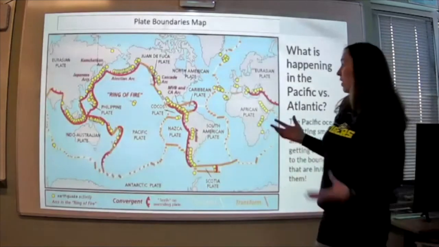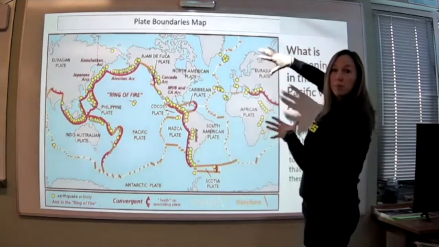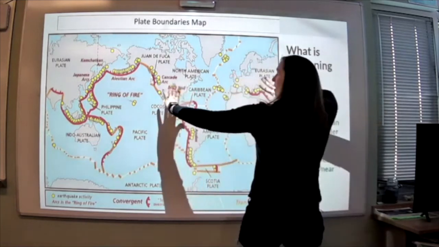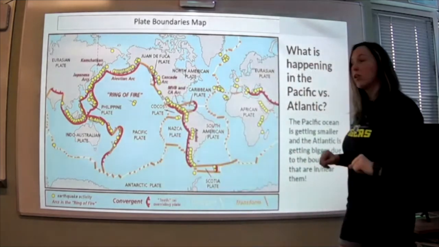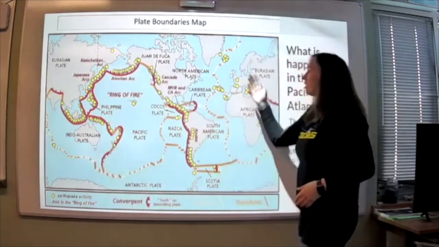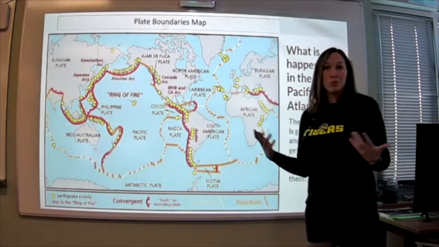So what we're actually seeing here is North America is getting further away from Europe and Africa because of this spreading of the Atlantic Ocean. So as the Pacific Ocean is getting smaller due to convergent boundaries, the Atlantic Ocean is getting bigger due to divergent boundaries, which is pretty sweet.